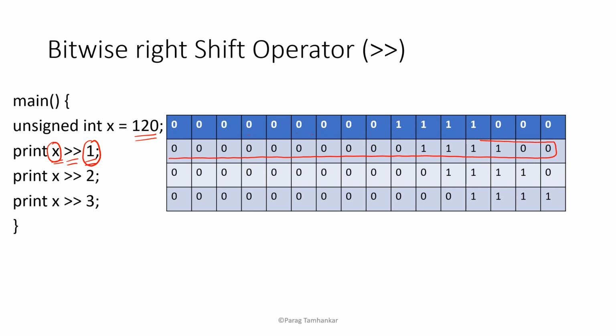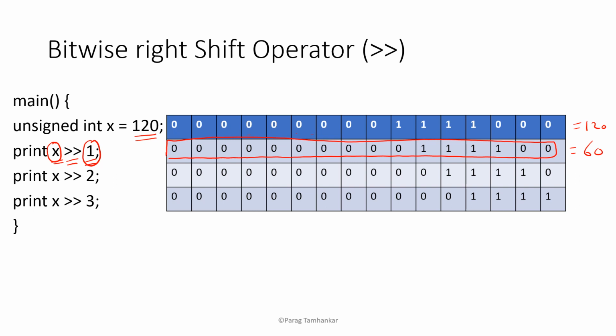Now if you convert this binary number to decimal, you will see that it is 60. The original number was 120. Now what we have got is 60 when you right shift by position 1.